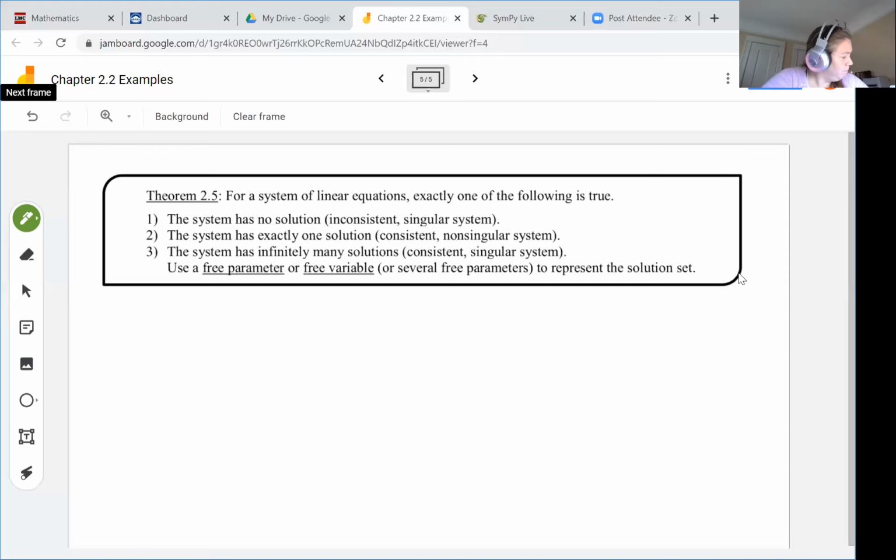And so remember that we use a free parameter or free variable, usually t or s, to represent the solution set. So let's do a proof using now what we know about matrix operations. All right, so given a system of linear equations, we've got AX equals B, and I can write X and B as vectors since they're column matrices here. So exactly one of the following is true. The system has no solution, the system has exactly one solution, or the system has at least two solutions, which we call X1 and X2.